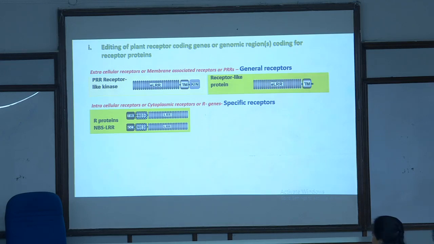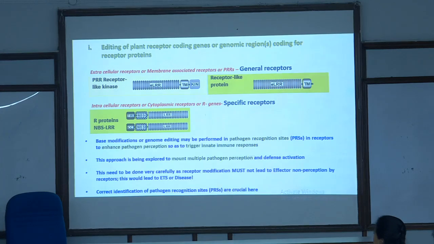We know that R genes are highly polymorphic, right? And much similar to that, on the pathogen side also, the effectors are highly polymorphic. Let's forget about the effector now. We'll come to the receptor here. They are very specific, right? And base modifications or genome editing may be performed in pathogen recognition sites.